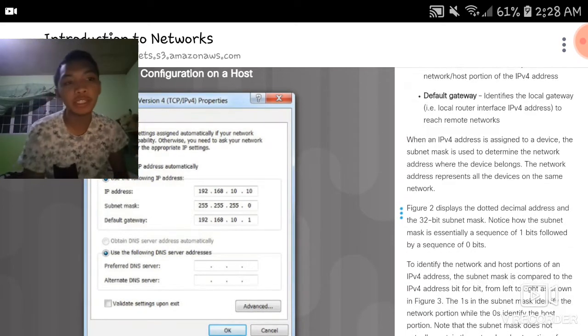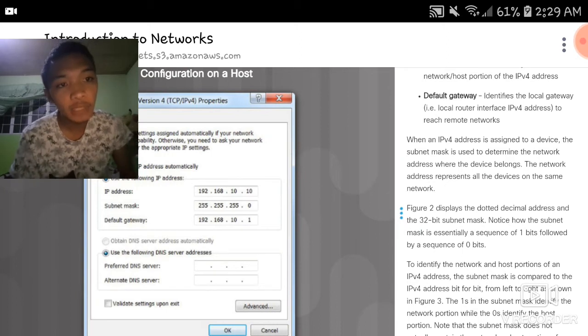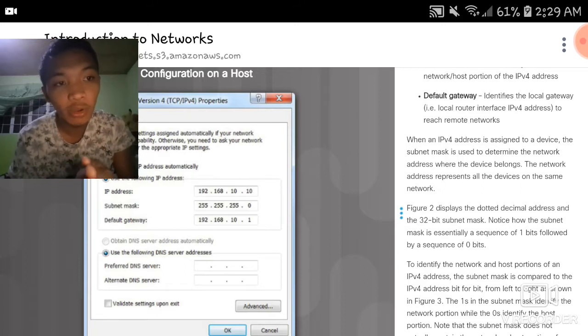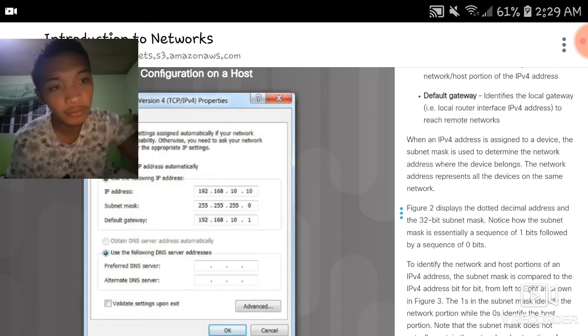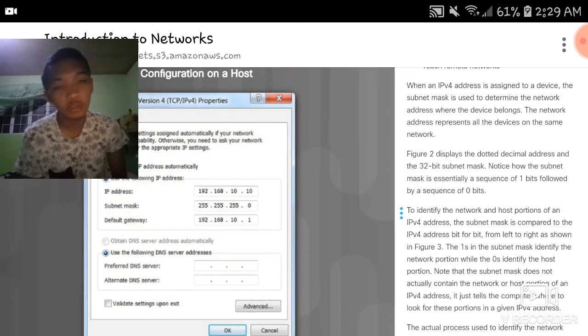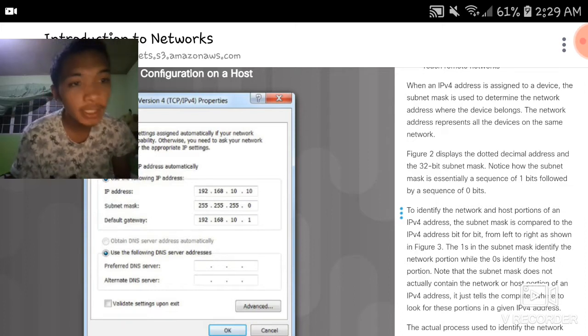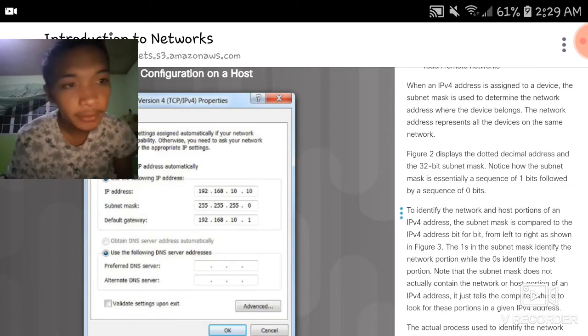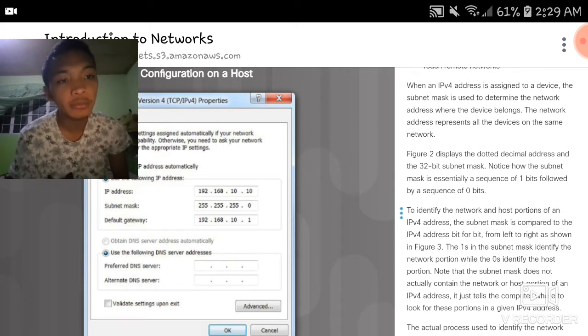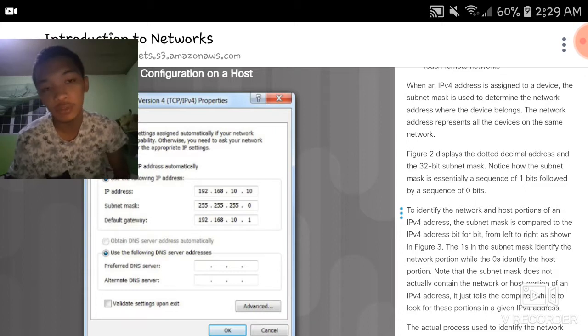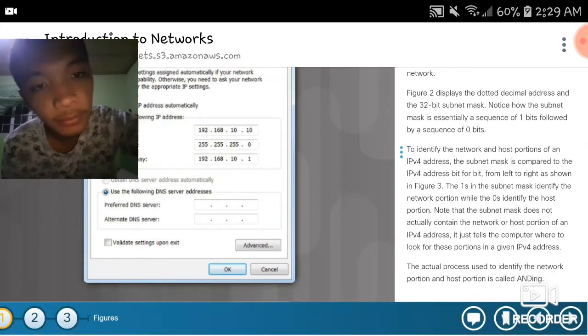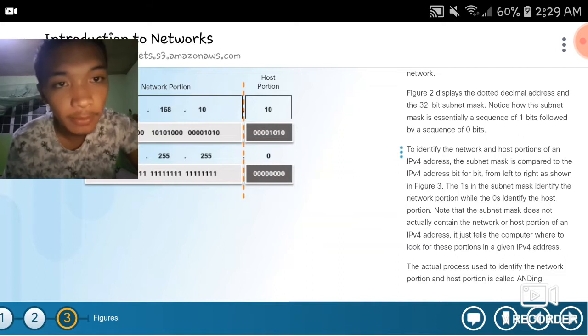When an IPv4 address is assigned to a device, the subnet mask is used to determine the network address where the device belongs. The network address represents all the devices on the same network. To identify the network and host portion of an IPv4 address, the subnet mask is compared to the IPv4 address bit for bit, from left to right, as shown in figure 3.